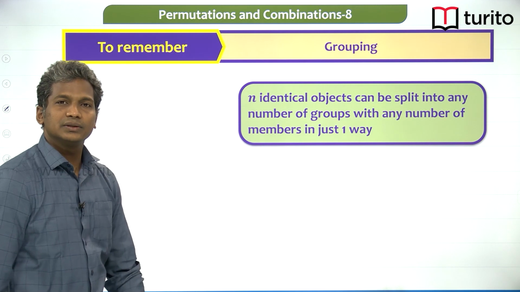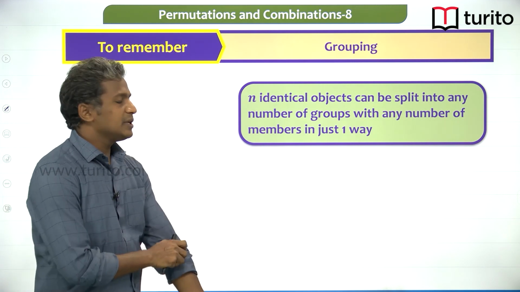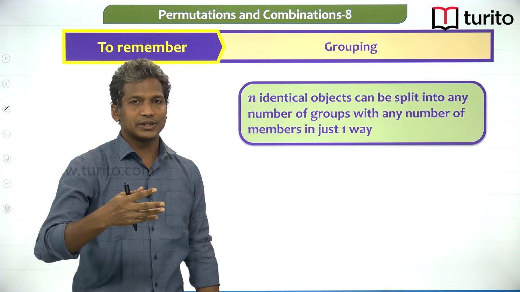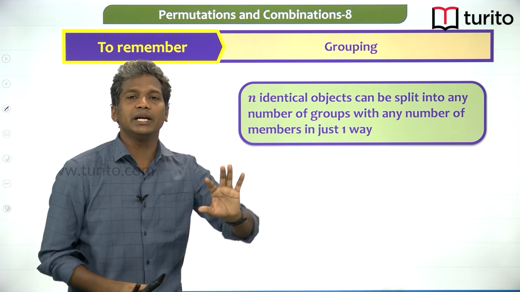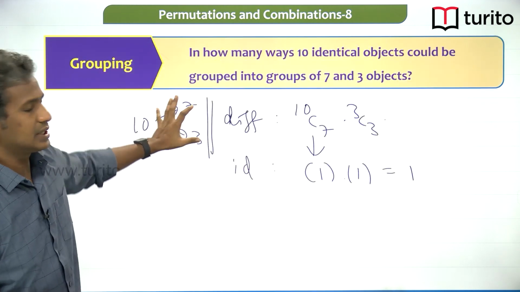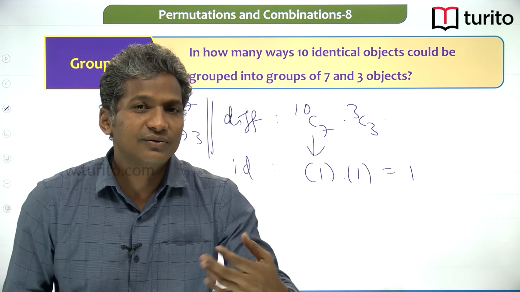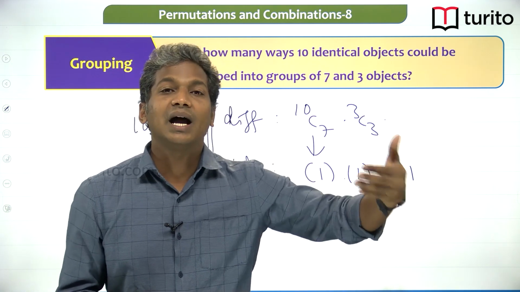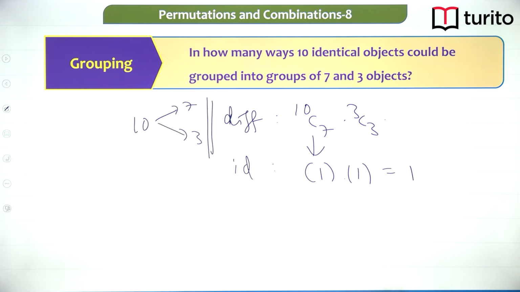Now, let us conclude this. N identical objects can be split into any number of groups. Here, it need not be just 2 groups, any number of groups having any number of objects in only one way, okay. So, this is the conclusion of this illustration, okay. So, you know my style of teaching. First, I give you an example, I create an idea in your mind and then I develop a formula based on that, okay. Come on, make a note of this.